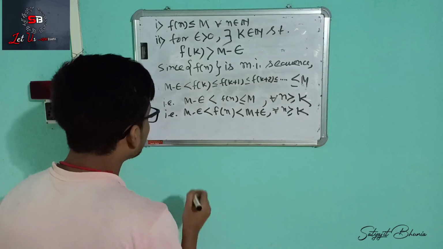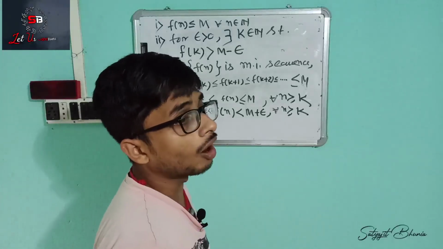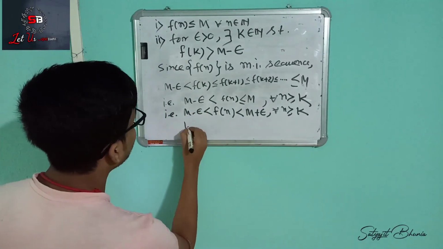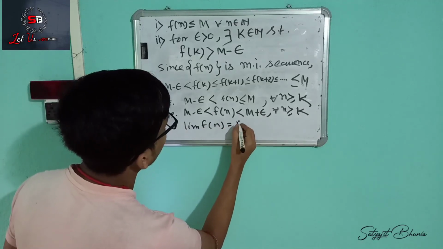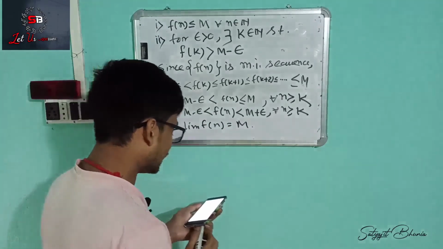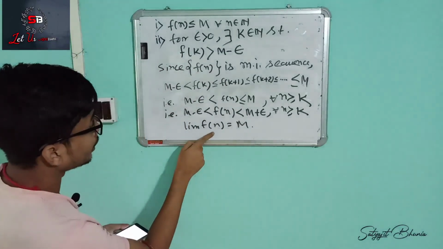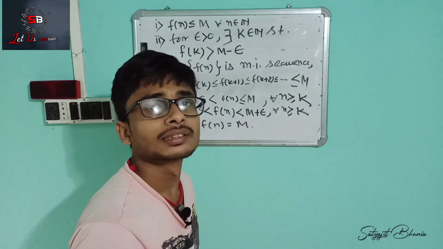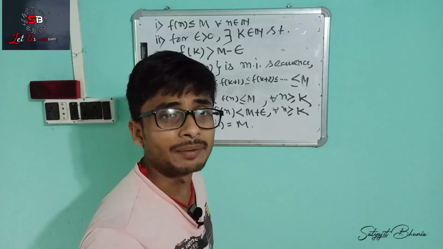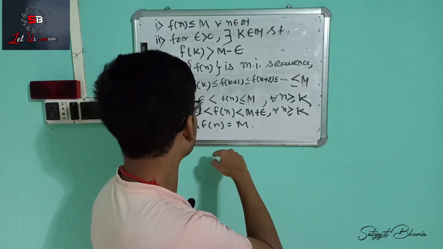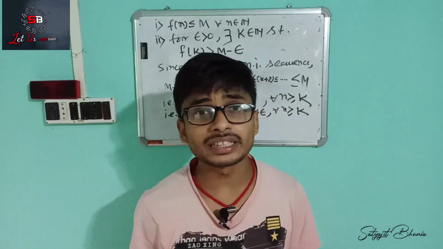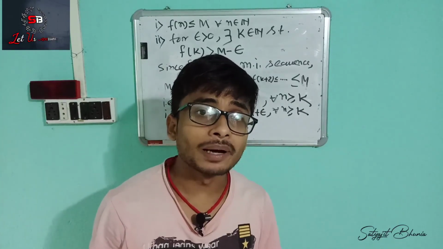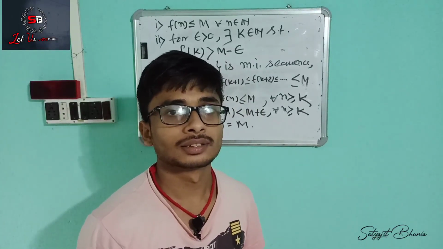So from the definition of the limit of a sequence, we can say that limit fn is equal to M. This completes the proof, because this will show that fn is convergent, since it has a limit which is equal to M. So we prove that the sequence fn is convergent and converges to M, which is the least upper bound of that sequence.